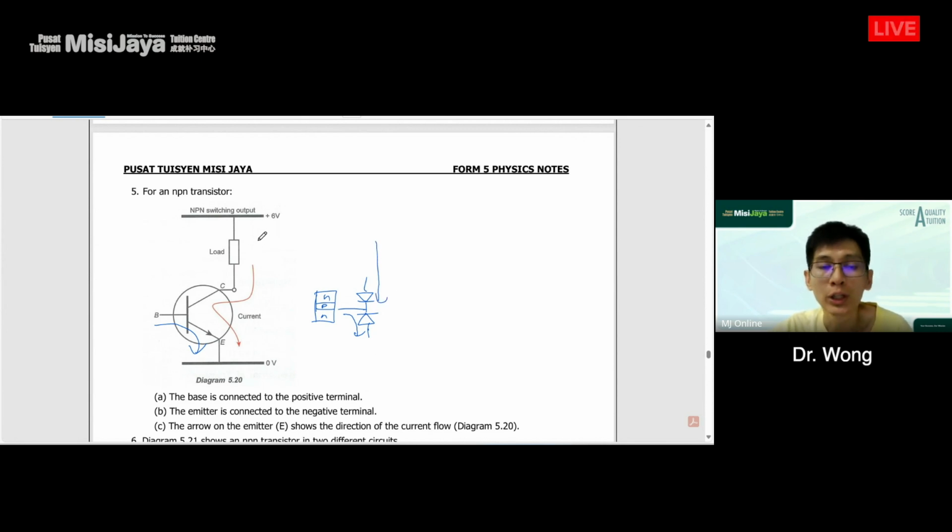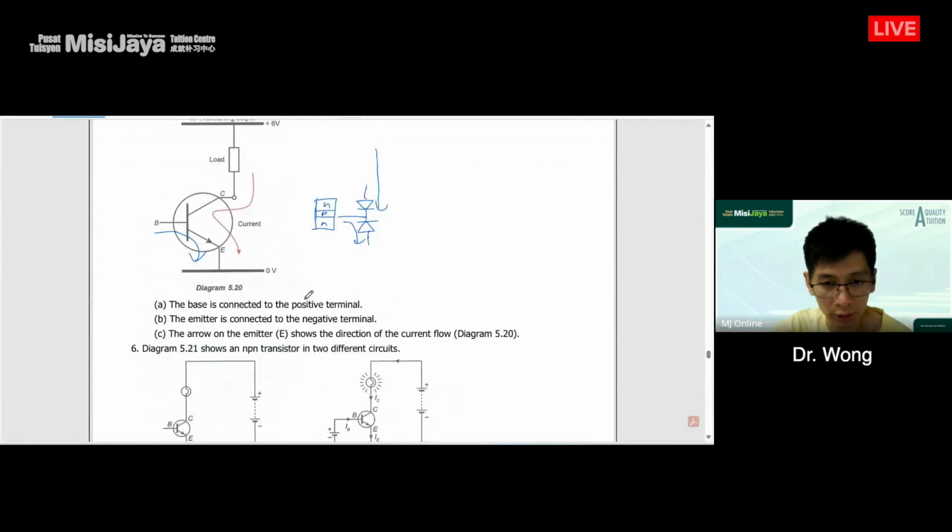Okay, so therefore, if we want to start a transistor, we must connect B to the circuit. If we just connect to the terminal, it will not work. The base is connected to the positive terminal, and the emitter is connected to the negative terminal, and the arrow of the emitter shows the direction of current flow as shown in this diagram. So the current flows from top to the bottom. You can imagine this 6 volt and 0 volt as the battery, positive 6 volt, and the bottom one is 0, the negative side.